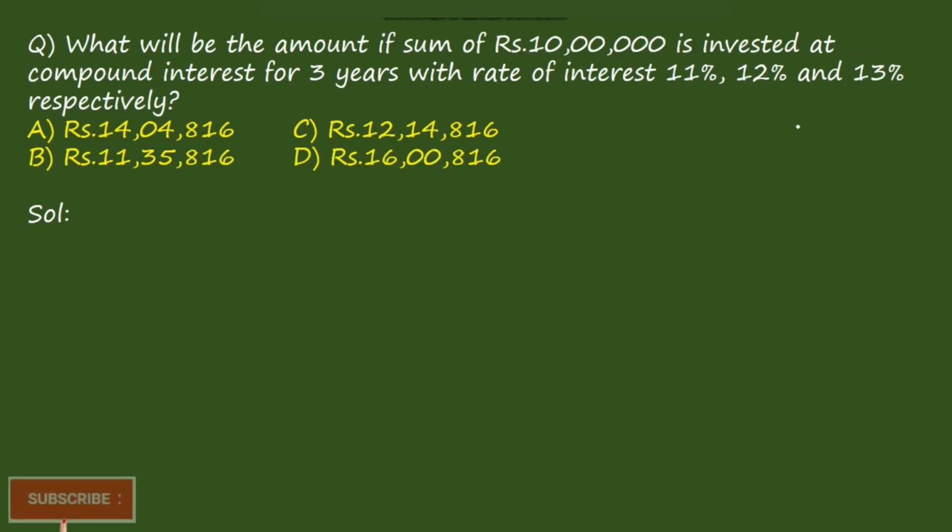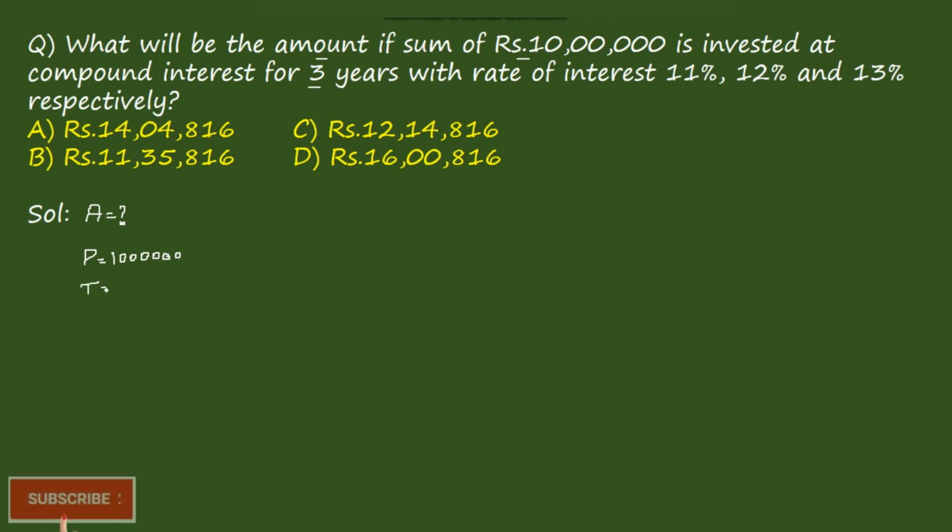Come to next question. What will be the amount if the sum of rupees 10 lakhs is invested at compound interest for 3 years with a rate of interest 11%, 12%, 13% respectively? Okay, first understand the question. We're saying that what will be the amount? We have to find the value of the amount. If the sum of rupees 10 lakhs, so they have given that principal is equal to 10 lakhs, right? Again, they are saying it is invested at compound interest for 3 years.